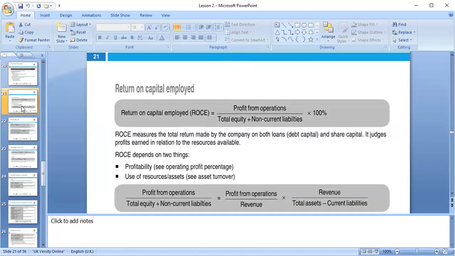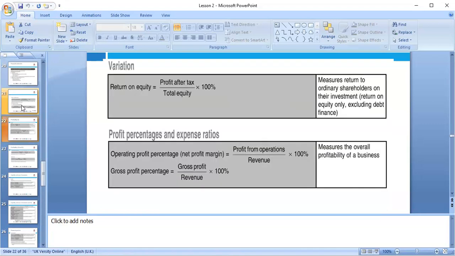So all the ratios have been explained: return on capital employed, profit from operation divided by equity. As in the previous slide, we were given all the formulas, and we can interpret what this is showing. This shows the relationship between two things. So we can calculate these. Yes, return on equity measures the return to ordinary shareholders on their investment.